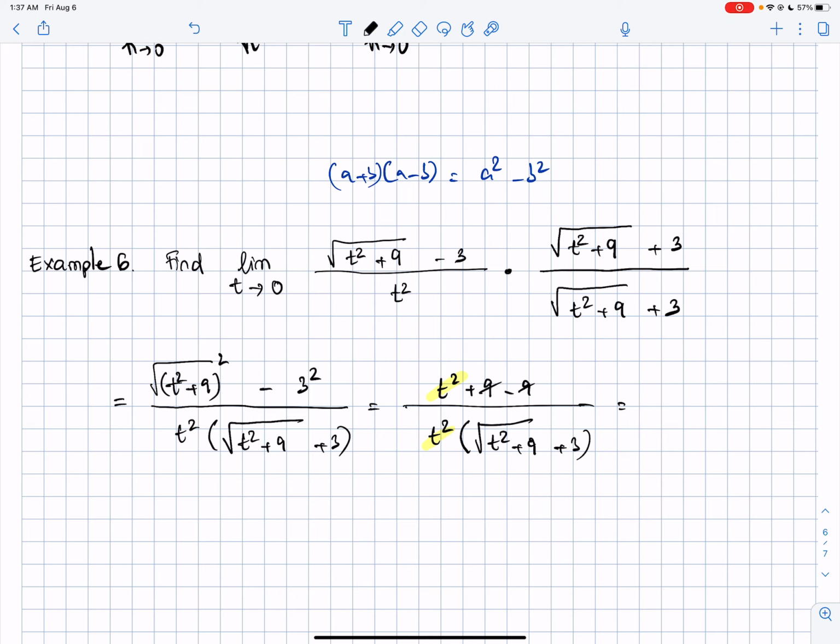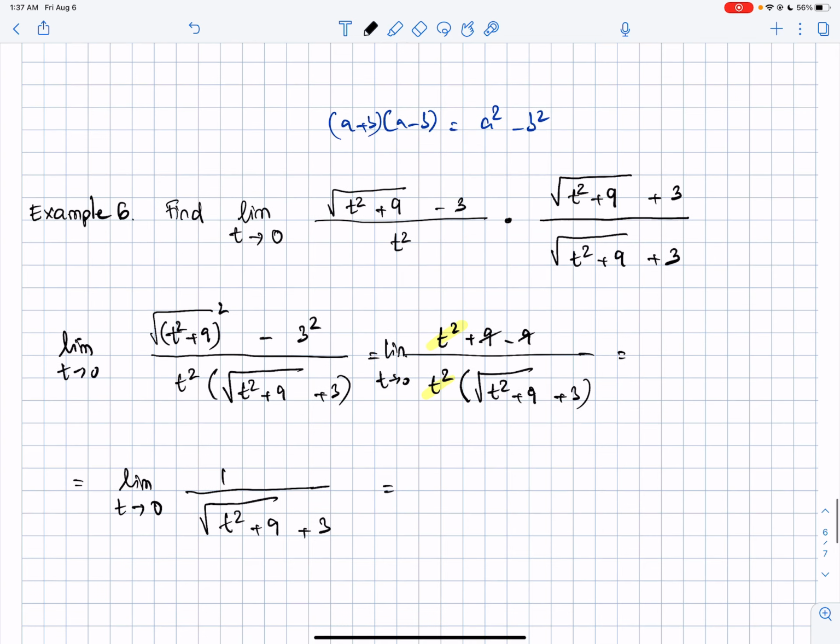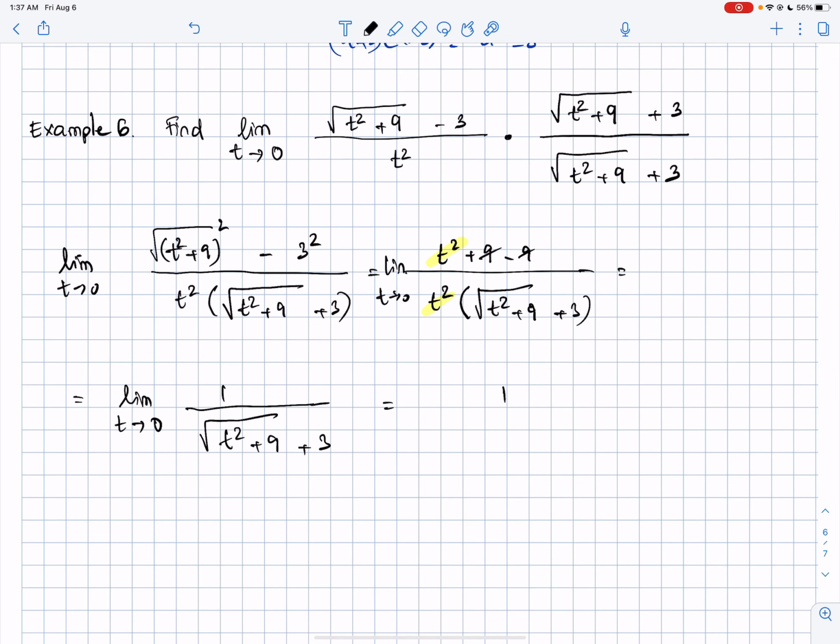So I forgot the limit. I need to put the limit in the front. So it's equal to the limit as t goes to 0, and it's equal to the limit when t goes to 0 of 1 over the square root of t squared plus 9 plus 3. Now it is okay for us to plug in the 0. So we have 1 over the square root of 0 squared plus 9, plus 3. So we got 1 over 3 plus 3, right? So 1 over 6.